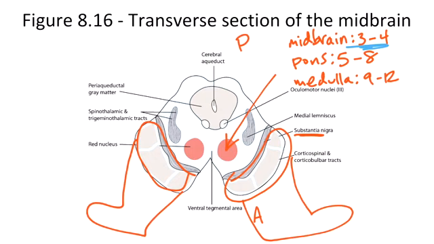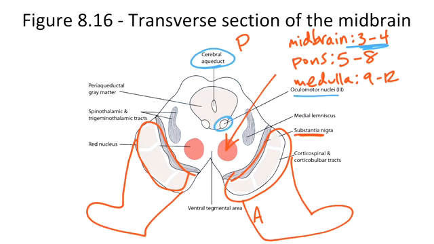We'll talk about this in more detail later, but recall that the cerebrospinal fluid moves from the third ventricle into the fourth ventricle via the cerebral aqueduct. In this image, we can see the cerebral aqueduct right here. With this logic, we'd expect the nuclei for cranial nerves 3 and 4 to be close to the cerebral aqueduct, which they are.